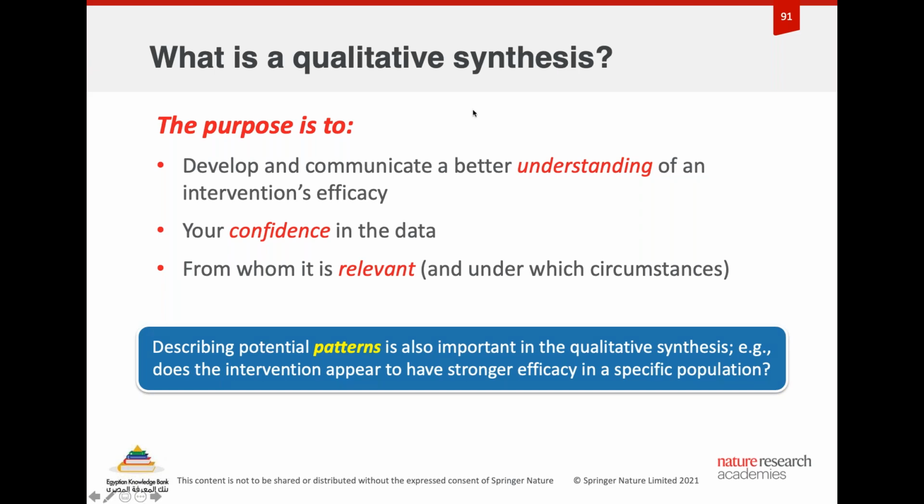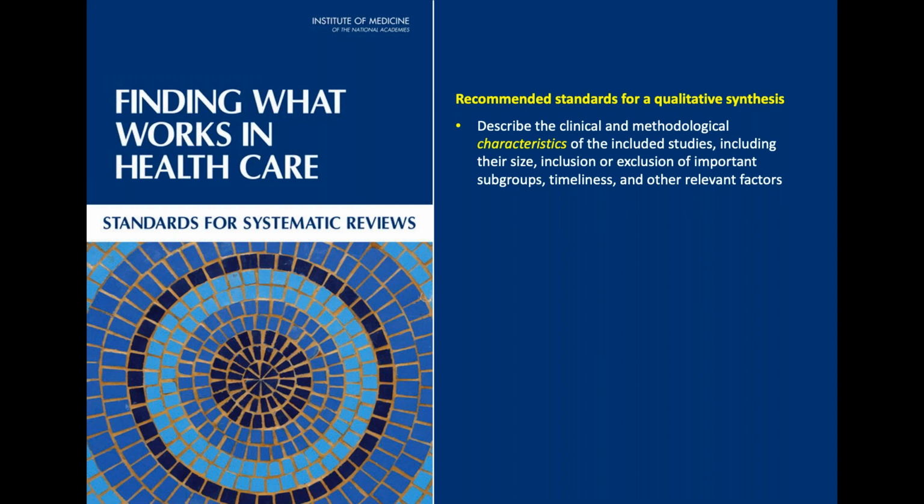Now, there's a great book. People have asked me about some websites or other ways to get more information. I introduced the Cochrane Collaboration as one. Another really nice book is from the Institute of Medicine in the United States, Standards for Systematic Reviews, again freely available online. And they have some nice criteria, what they consider the standards for writing a good qualitative synthesis in your paper. One, as we mentioned, is to always describe the clinical and methodological characteristics of all the included studies.